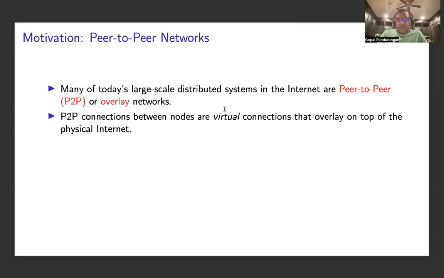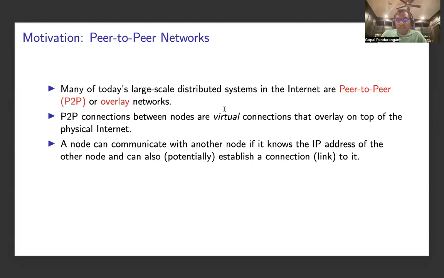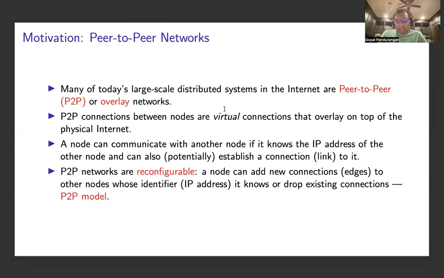Connections in P2P networks are formed between nodes, and these connections are actually virtual connections that overlay on top of the actual physical internet. A node can communicate with another node if it knows the IP address of the node, and if a node knows the IP address, it can establish a connection to it. Thus, unlike generally static networks, peer-to-peer networks are reconfigurable. That means a node can add new connections to other nodes whose identifier it knows, where the identifier is basically the IP address, or it can drop existing connections. This is the P2P model that we are going to use in this talk.